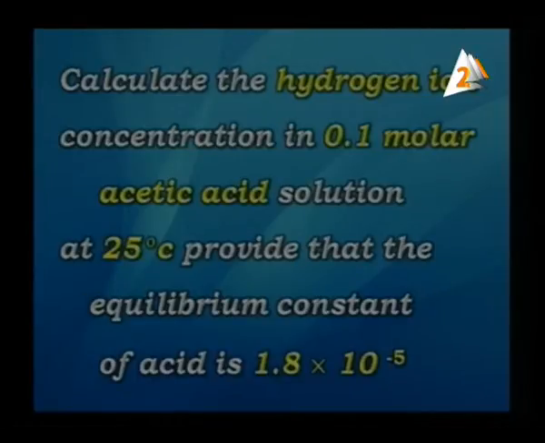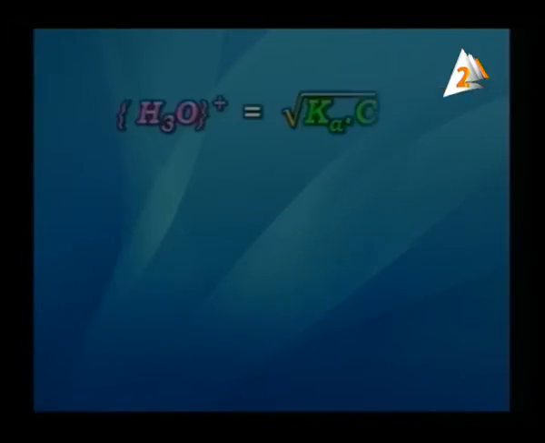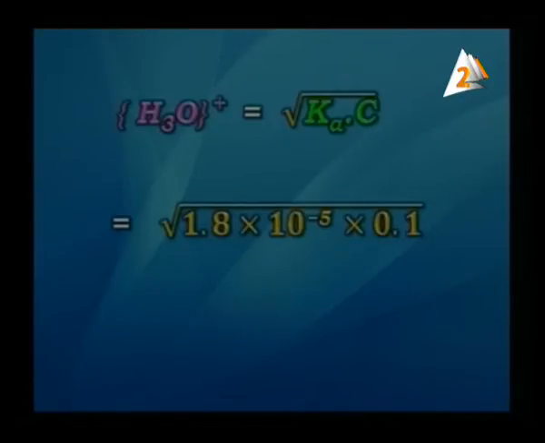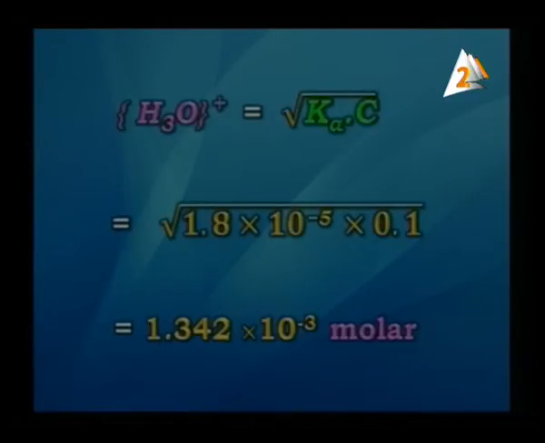So it is the factor that speeds up the chemical reaction without changing itself, and doesn't affect any type of these reactions. Now calculate the hydrogen ion concentration in 0.1 molar acetic acid solution at 25 degrees, provided that the equilibrium constant of the acid is 1.8 by 10 power negative 5. Catch the answer. The concentration of hydronium ion equals the square root of Ka times C. So this equals directly the square root of 1.8 by 10 power negative 5 by 0.1. So 1.342 by 10 power negative 3 molar.